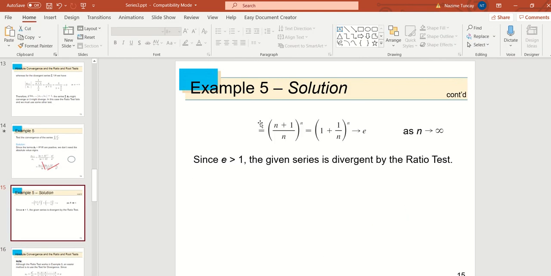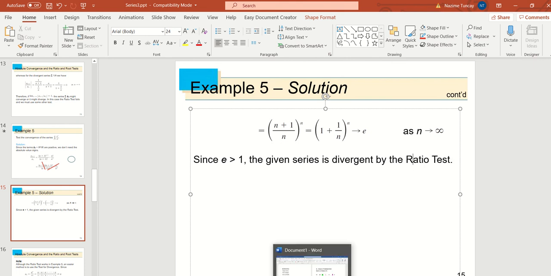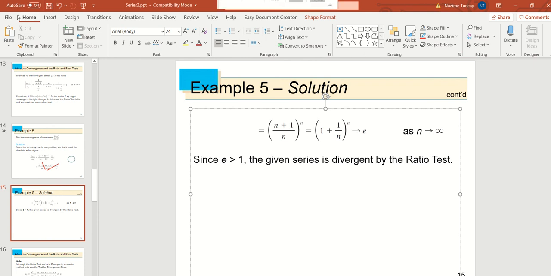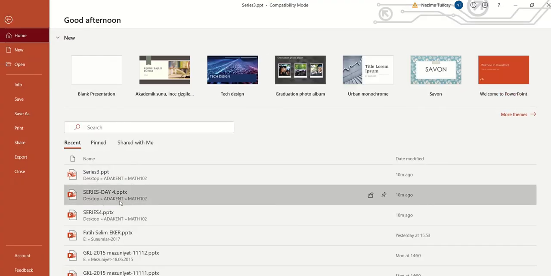And here we can write it as 1 plus 1 over n to the power n, as n approaches infinity. Here this is a divergent series by the ratio test. What was the ratio test here? Let us look. The ratio test was somewhere here.